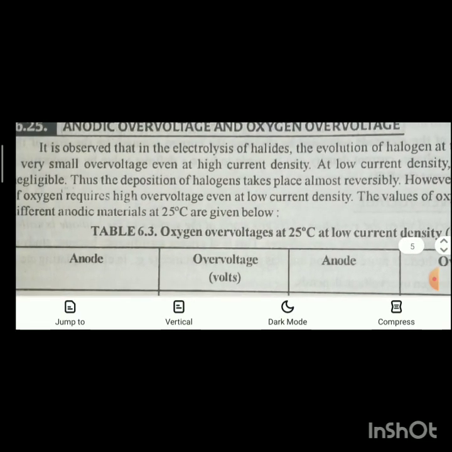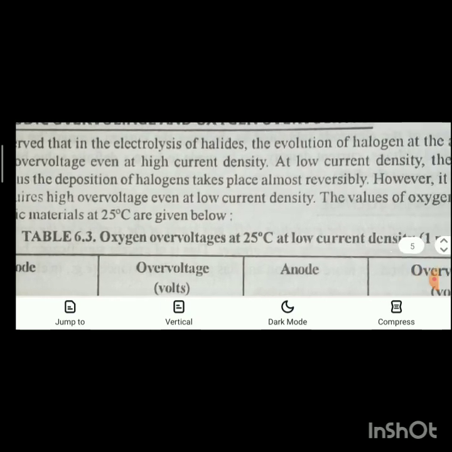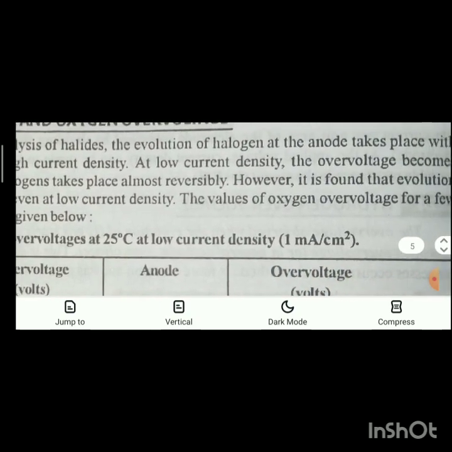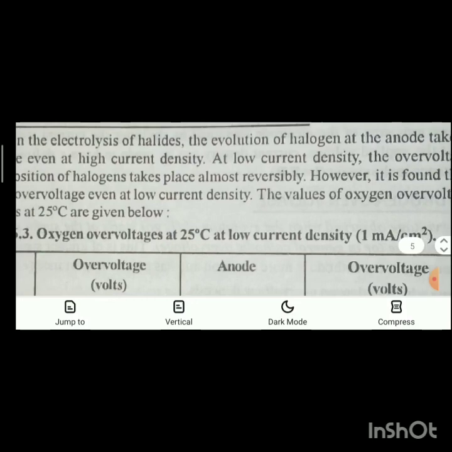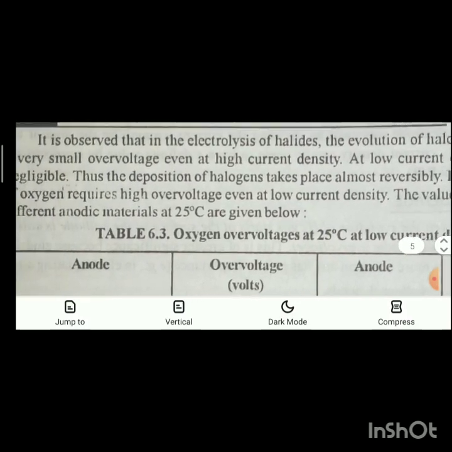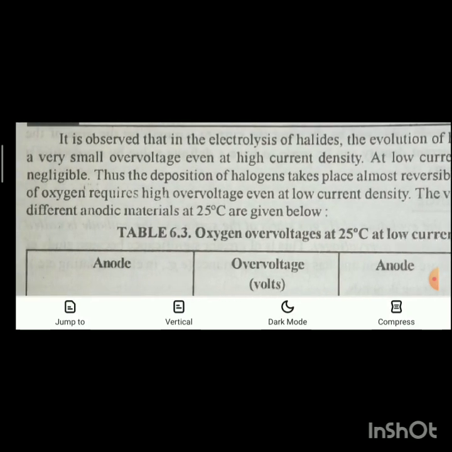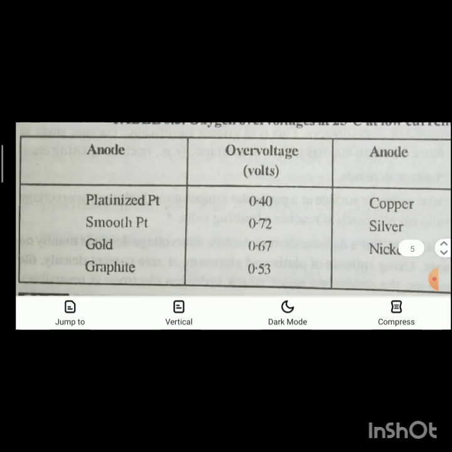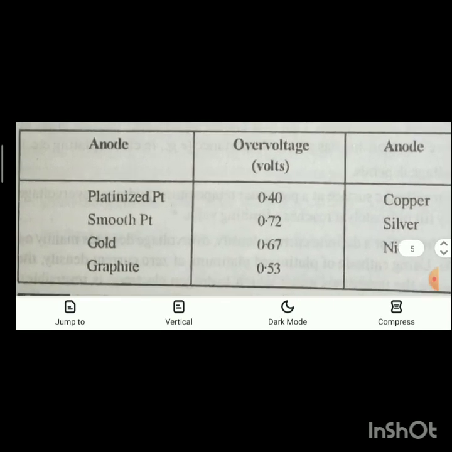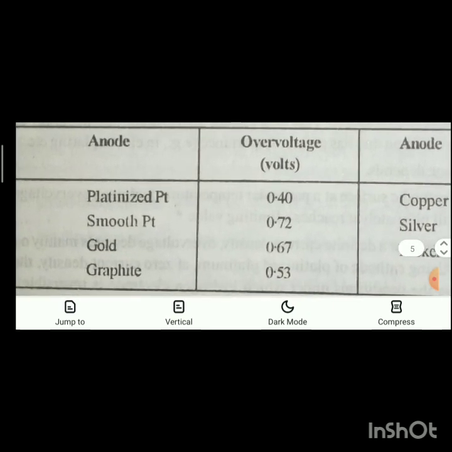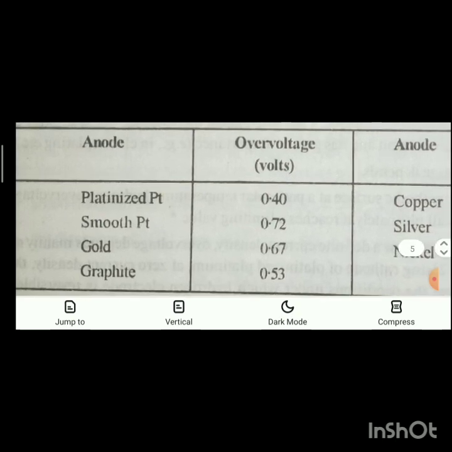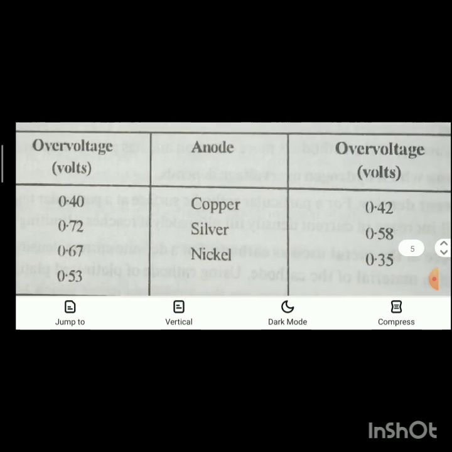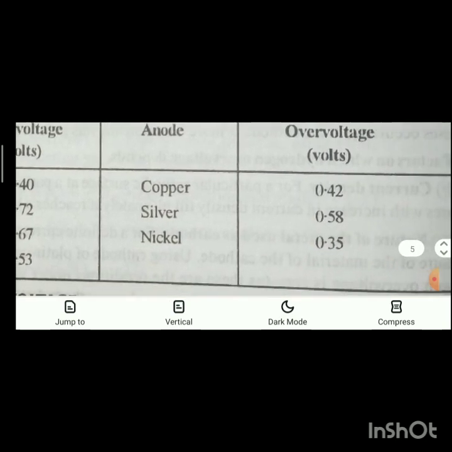However, it is found that evolution of oxygen requires high overvoltage even at low current density. The values of oxygen overvoltage for different anodic materials at 25 degrees Celsius are given below. Platinized platinum 0.40, smooth platinum 0.72, gold 0.67, graphite 0.53, copper 0.42, silver 0.58, nickel 0.35.